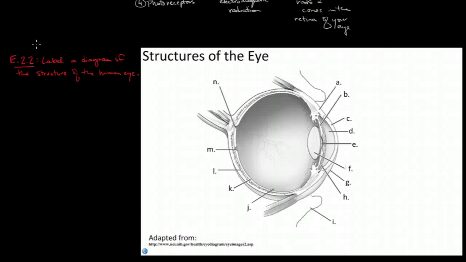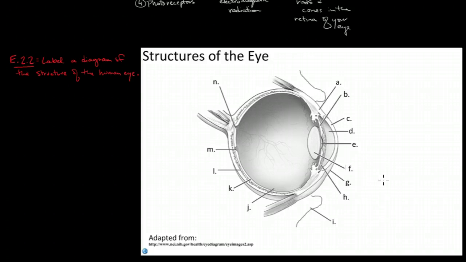All right, so the other thing that you need to be able to do is label the diagram of the structure of the human eye. Again, label. You don't have to draw. You need to be able to label it. So I guess we should go ahead and get started and do this, huh? All right, so let's start.